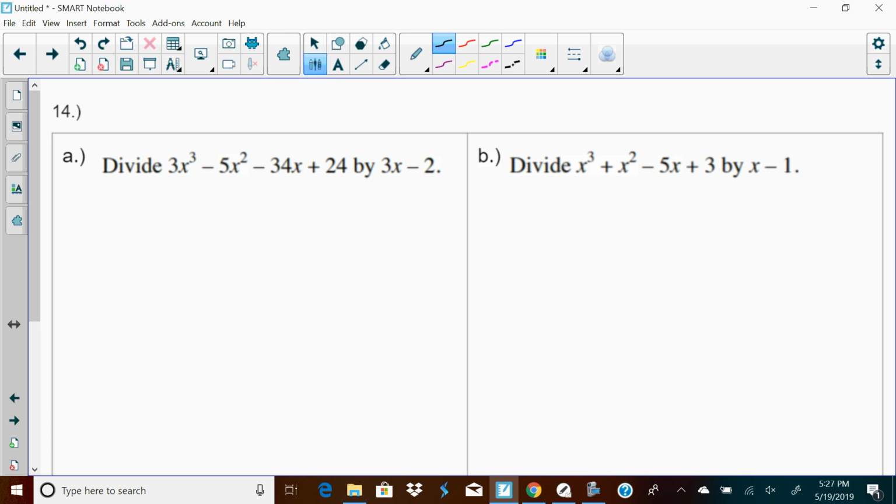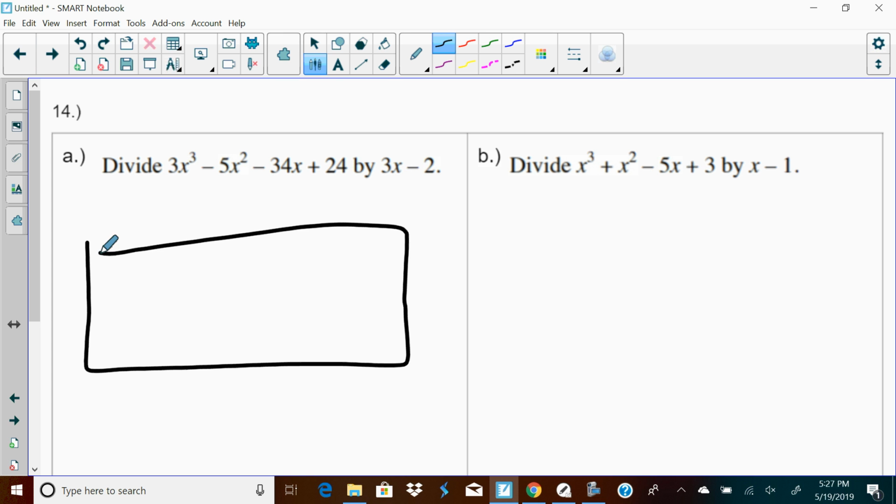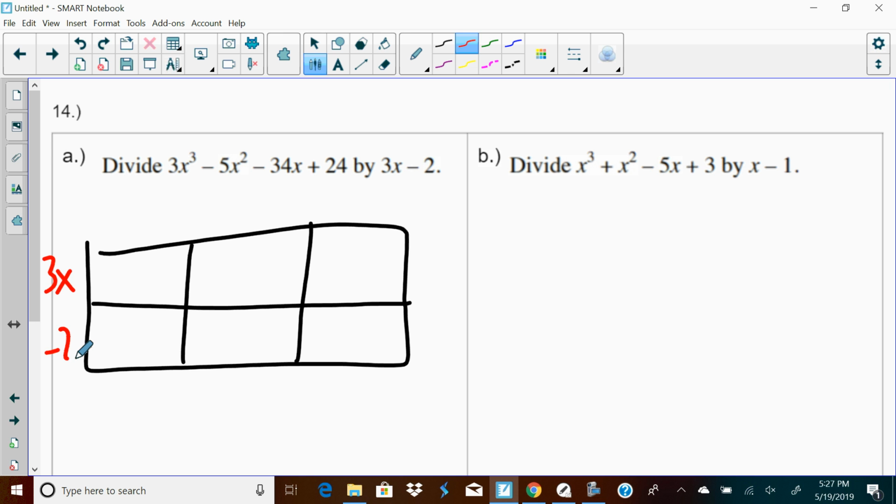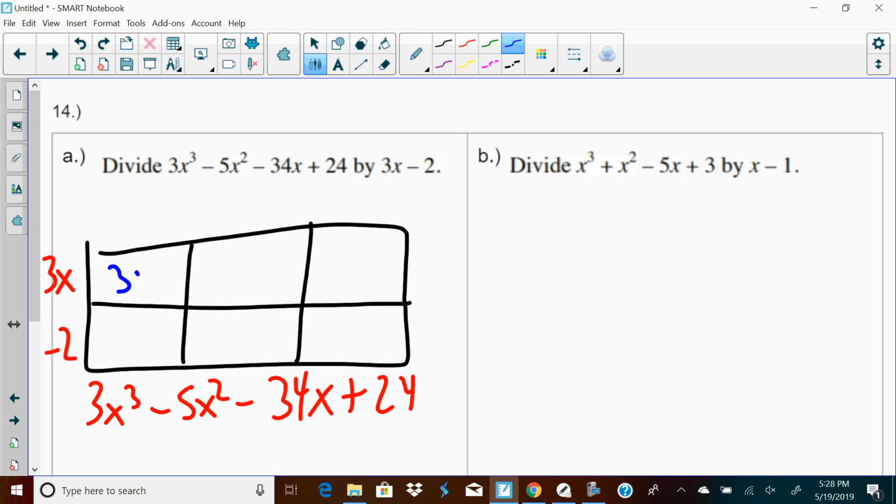14, divide. I'm dividing a cubic, so I need 3 columns and 2 rows. So I'm dividing by 3x minus 2. My answer is 3x cubed, 4x plus 24. First, I put my 3x cubed here. I know that this has to be multiplying by 3x, so it has to be x squared. So then this would be negative 2x squared.